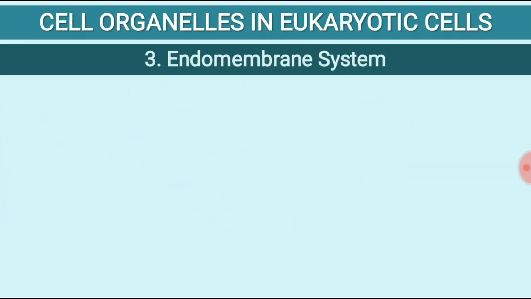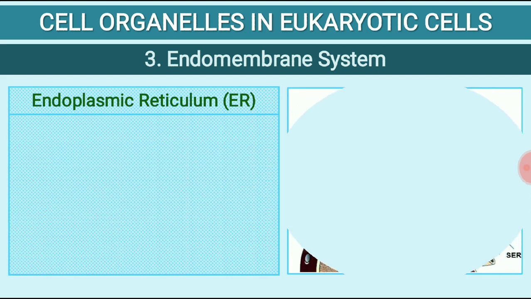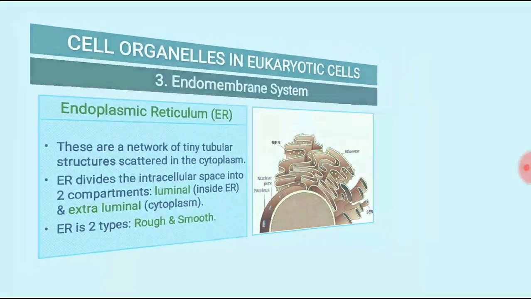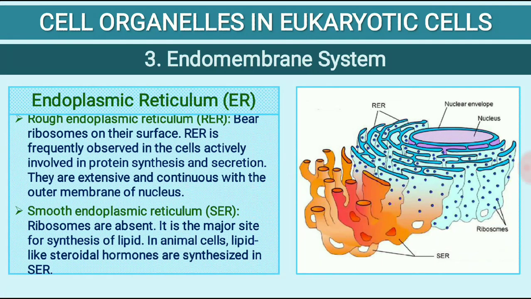8.5.3.1 The endoplasmic reticulum. Electron microscopic studies of eukaryotic cells reveal the presence of a network or reticulum of tiny tubular structures scattered in the cytoplasm that is called the endoplasmic reticulum. Hence, it divides the intracellular space into two distinct compartments, that is, luminal, inside and extraluminal, cytoplasm, compartments. The ER often shows ribosomes attached to their outer surface.